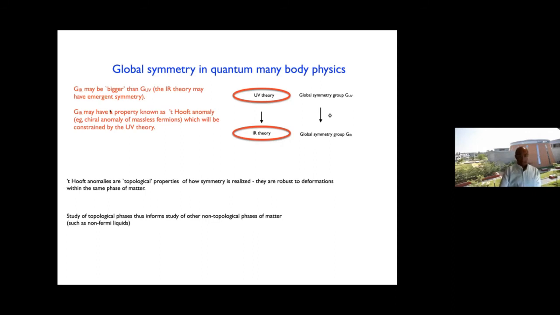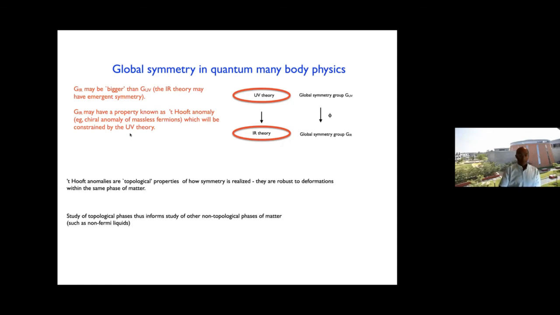Now, another phenomenon is that this emergent symmetry group, the IR symmetry group, G_IR, may have a property known as the 't Hooft anomaly. And this is familiar both in condensed matter physics and in quantum field theory. For instance, the chiral anomaly of massless fermions is an example of the 't Hooft anomaly. I guess sometimes people call this the axial anomaly. I was never sure whether to call it the axial anomaly or the chiral anomaly, so I'll keep calling it the chiral anomaly.